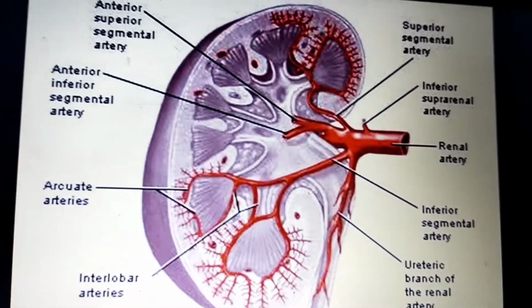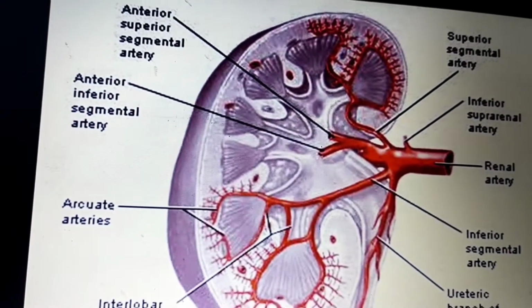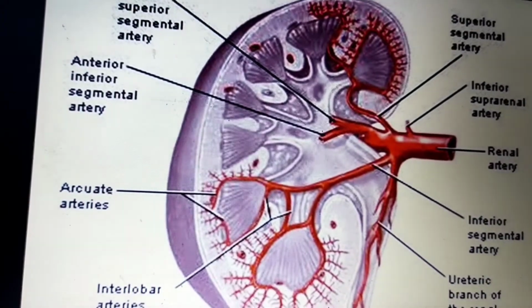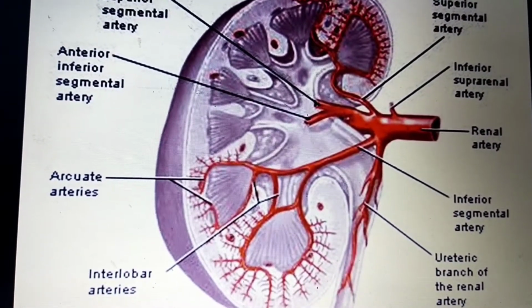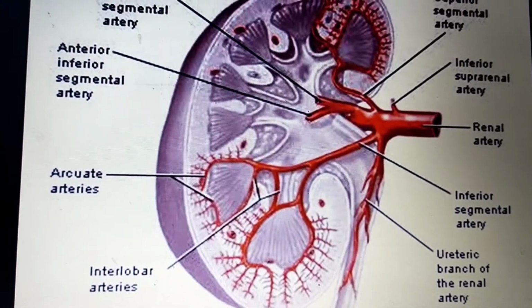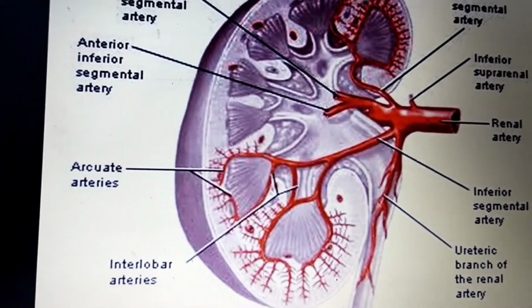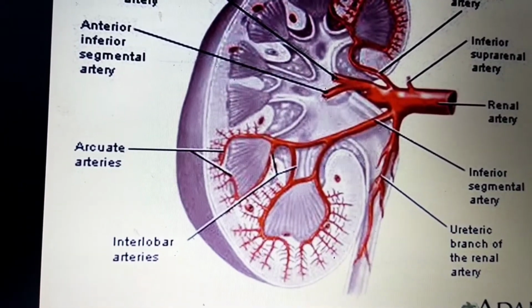Now we can go for the blood supply of the kidney. Renal artery is a branch of the aorta. Renal artery further divides into a segmental artery. Segmental artery further divides into a lobar artery. Lobar artery further divides into branches called the interlobular artery. Interlobular artery further divides and gives the blood supply to the arcuate artery.